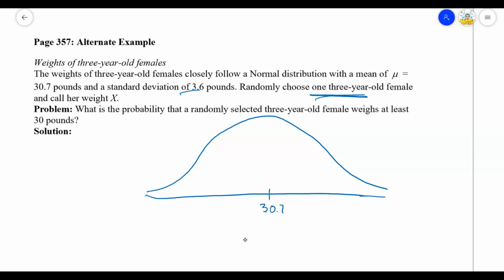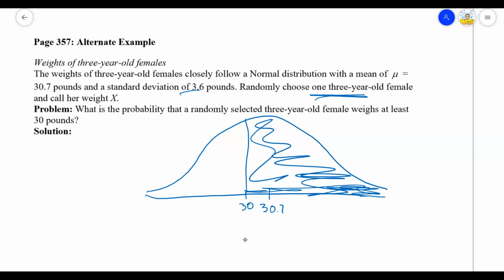What is the probability that a randomly selected 3-year-old weighs at least 30 pounds? Well, where does 30 live on here? Down below 30.7. So at least 30 pounds means that it weighs 30 pounds or more. So be careful when you read that language. Make sure we get that language correct. 30 or more is at least 30. I have people get confused by that sometimes.